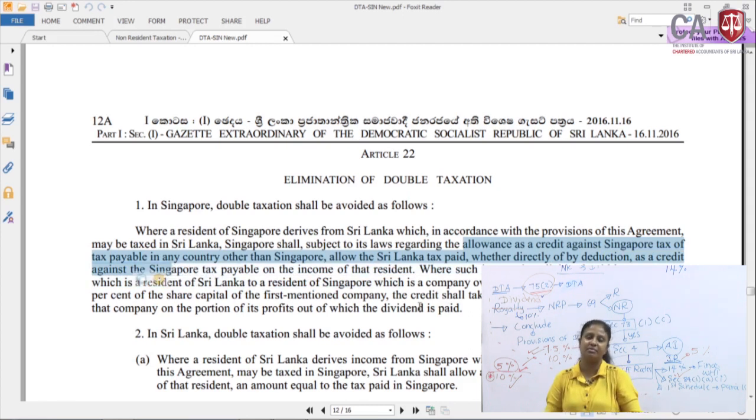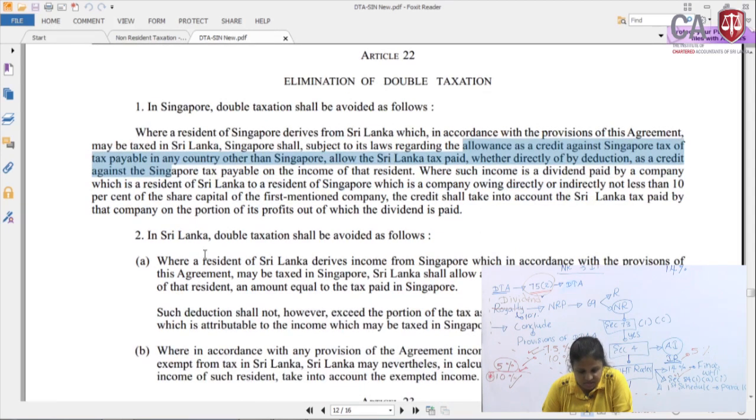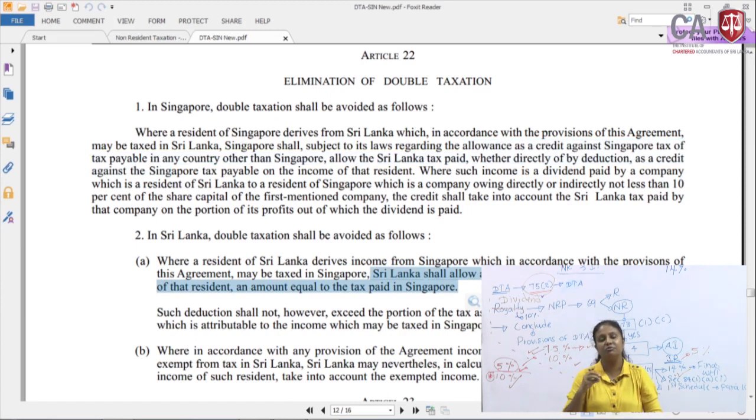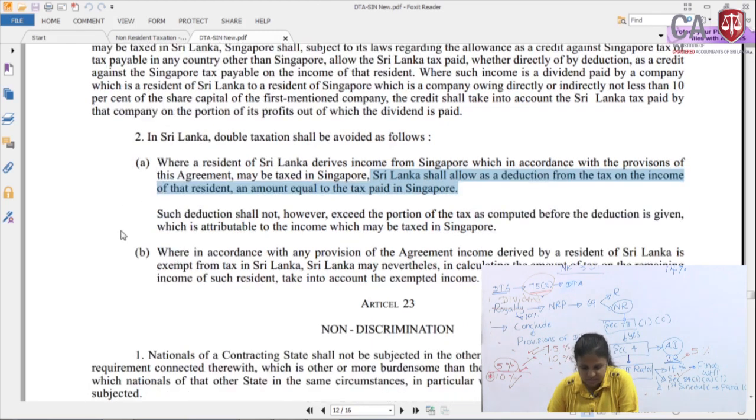What is the method of elimination? The tax credit method, which is given in the bilateral agreements. Can you remember, the tax credit benefit has been given to the taxpayer. And for Sri Lanka, where a resident of Sri Lanka derives income from Singapore, which in accordance with the provisions of this agreement may be taxed in Singapore, Sri Lanka shall allow as a deduction from the tax on the income of the resident an amount equal to the foreign tax credit on behalf of the Sri Lankan resident. Clear? Now it is very important.